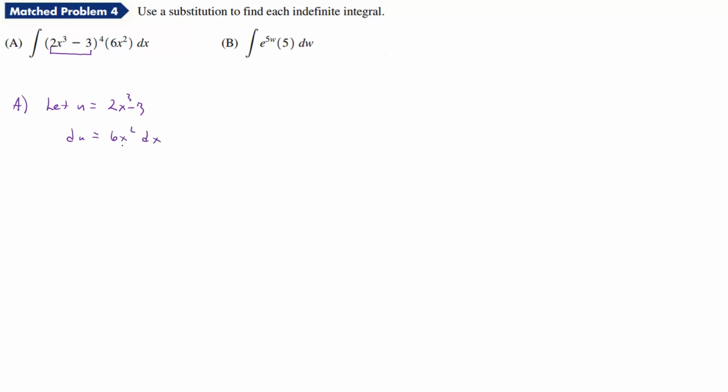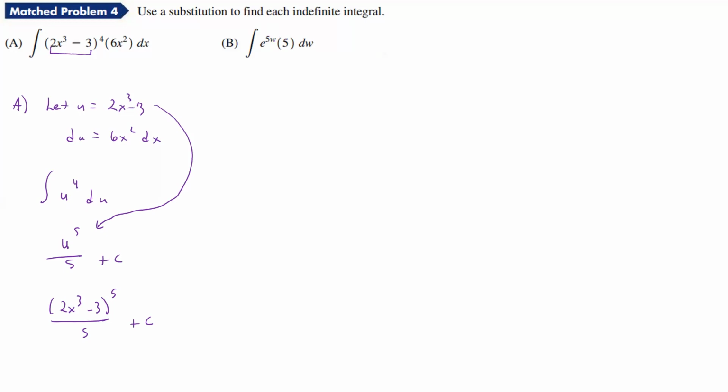All right. Now, does this fit with what we have? Well, that will get rid of all the x's here. This piece will get rid of all the x's here. All we're going to be left with is the integral of u to the fourth du. Okay. So that's easy enough, all in terms of u. So that's going to be u to the fifth over 5 plus c. Now is when we do the back substitution, we plug that back in here. So now we have 2x to the third minus 3, now it's all to the power of 5 divided by 5 plus c.